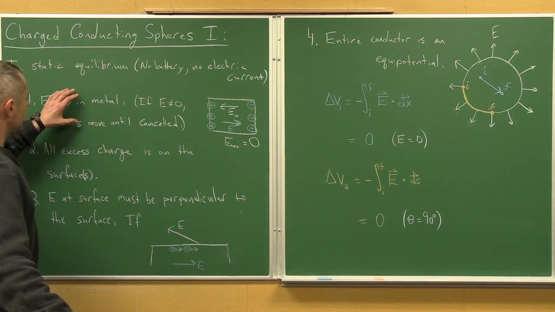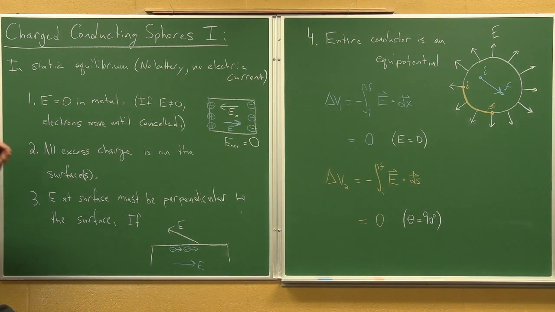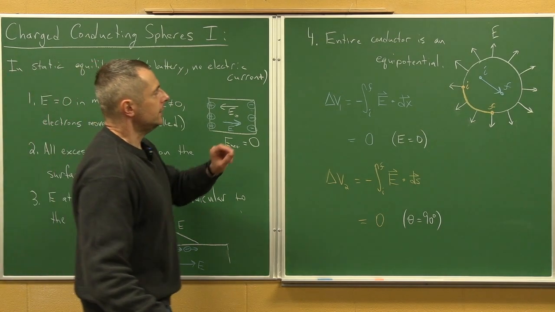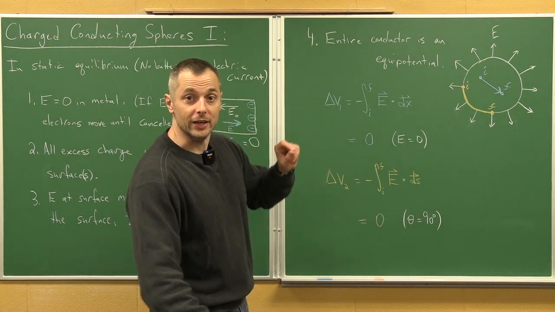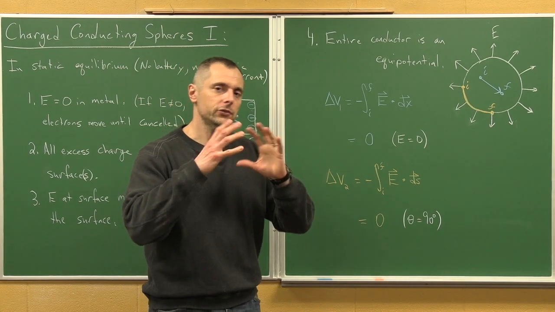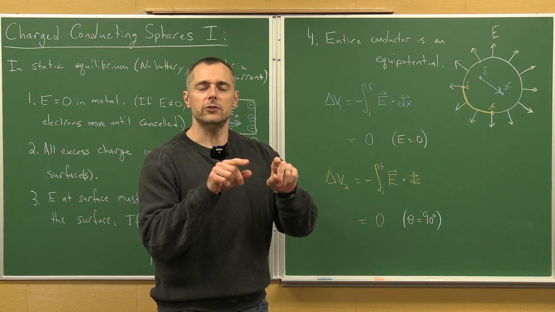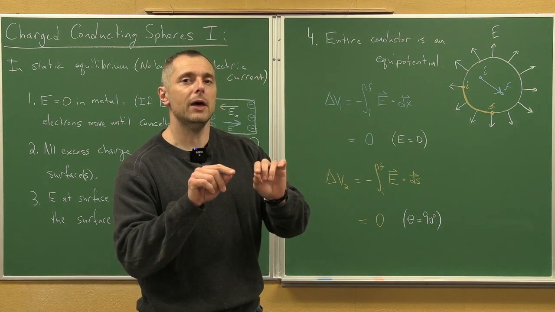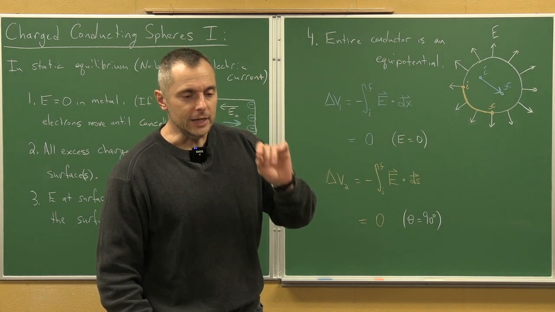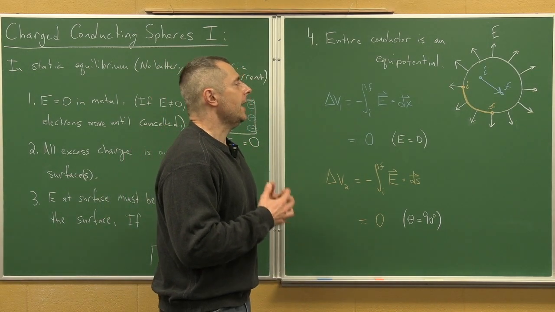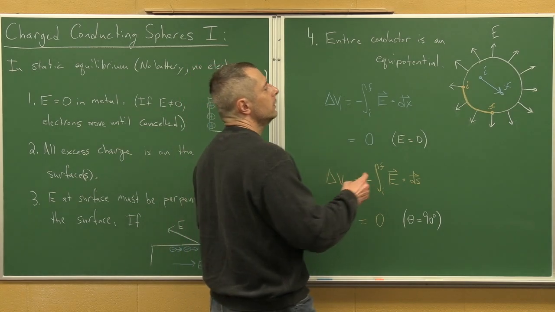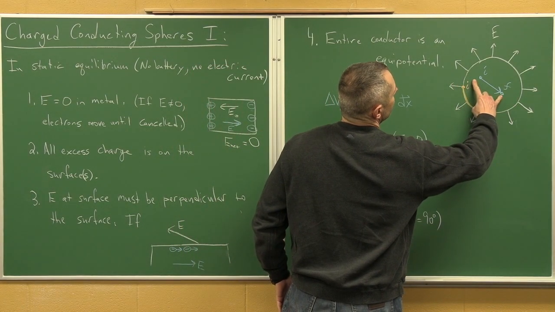Because of these facts about the electric field, 1 and 3, it means that the entire conductor is an equipotential. Not just the surface, but any 2 points in the middle within the metal are equal voltage. And how do we reason that out? Well, let's take two hypothetical points inside the conductor.